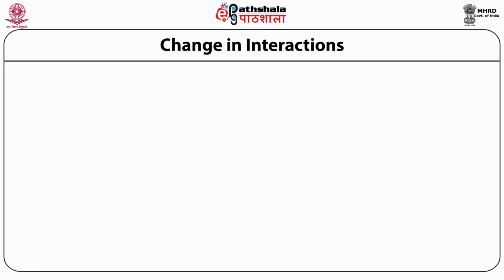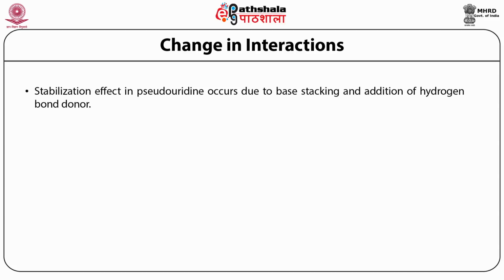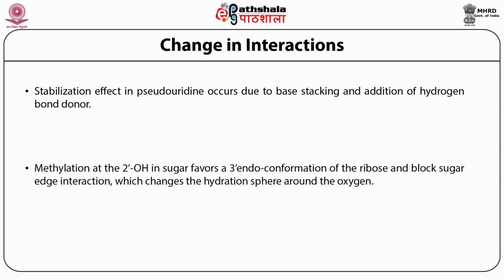What do these nucleobase modifications do in the interactions? The stabilization effect in pseudouridine occurs due to base stacking and addition of hydrogen bond donor. Methylation at the 2'-hydroxy in sugar favors a 3' endo conformation of the ribose and blocks sugar-H interaction, which changes the hydration sphere around the oxygen. It also increases stability against hydrolysis by bases and nucleases.